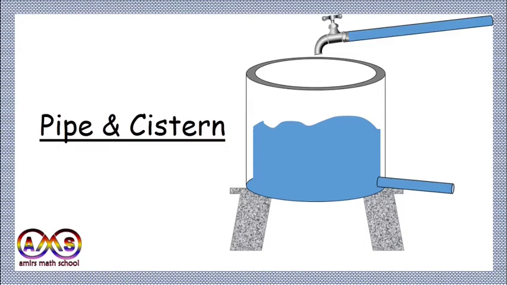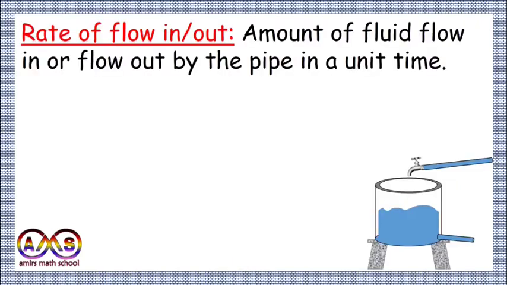For every pipe and cistern problem, there will be some pipe for flow in and some pipe for flow out, and there will be a cistern, or you can say a tank. Every pipe must have a rate of flow. The pipe which fill the cistern or tank, that pipe have rate of flow in, and the pipe which makes cistern empty, that pipe have rate of flow out. So what is rate of flow in or out? The amount of fluid flow in or flow out by the pipe in a unit time is called rate of flow in or rate of flow out.